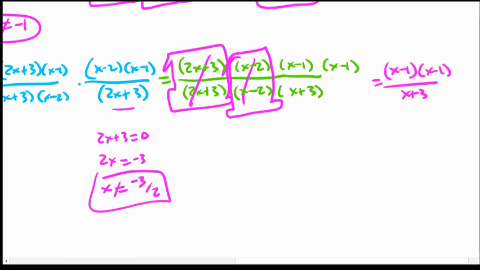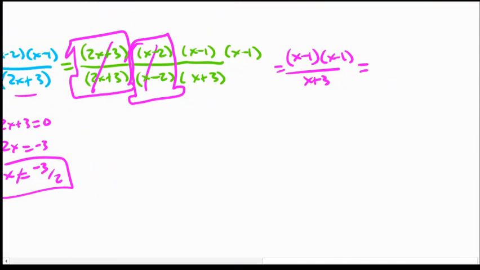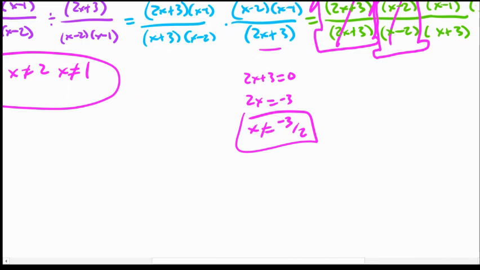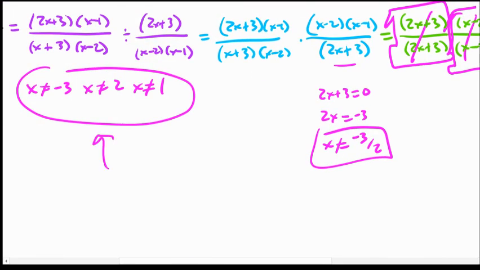And to make my answer look nice and pretty, I'm going to multiply that top back together here, using whatever method you need to. So my answer here is x squared minus 2x plus 1 over x plus 3. And I'm going to state my excluded values, which are listed here.